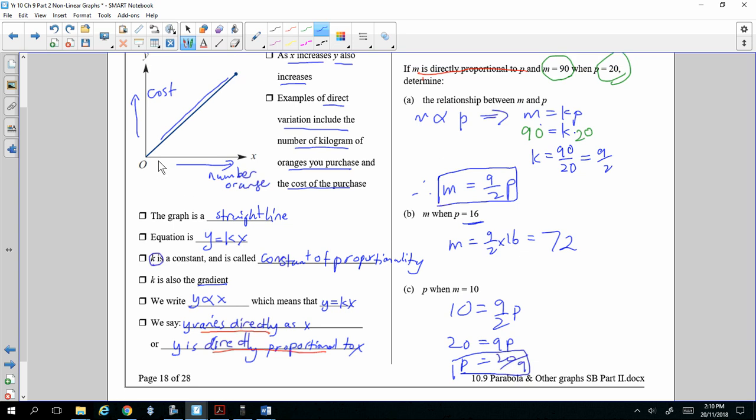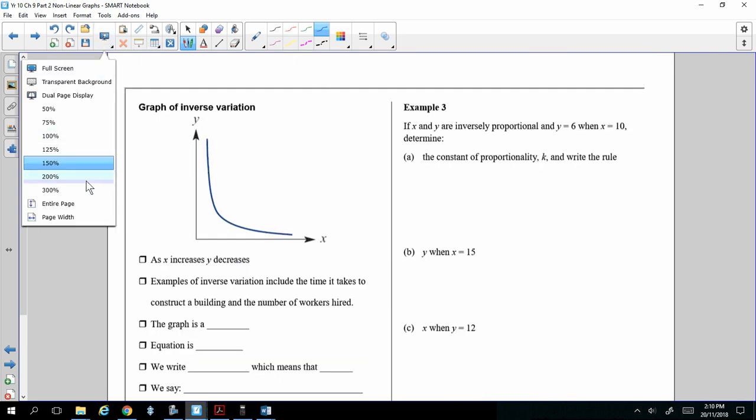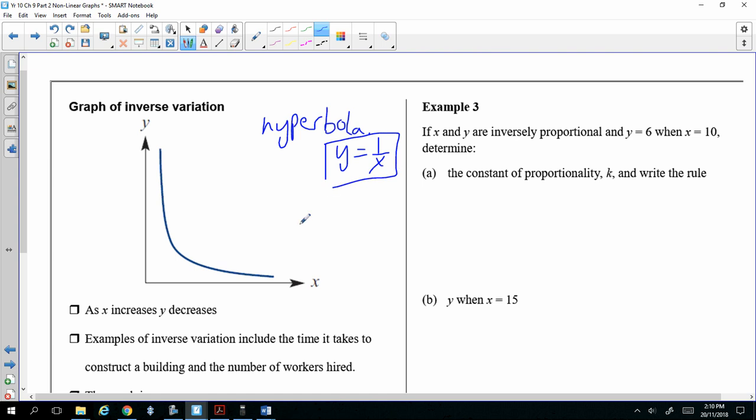I've got one more page to go through. Okay, we have direct variation. We also have what we call inverse variation. So how does inverse variation work? The inverse variation reminds you of what graph? It reminds you of the hyperbola. That's what the hyperbola graph looks like. And remember the equation of the hyperbola, y equals 1 over x, right? So you will see that as x increases, y decreases, right? That's inverse. So they do the opposite to each other.